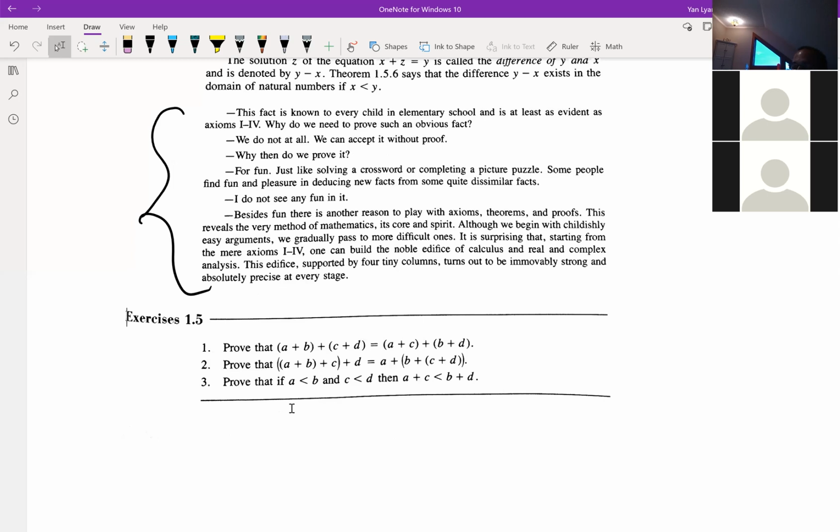Well, you could do, if A is less than B, then A is less than B plus 1, and C is less than D plus 1. I don't want to go into that. I agree with you, but let's not go into that.